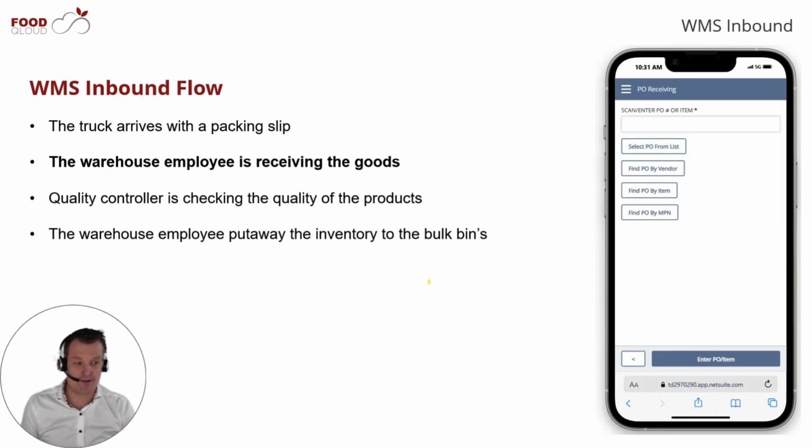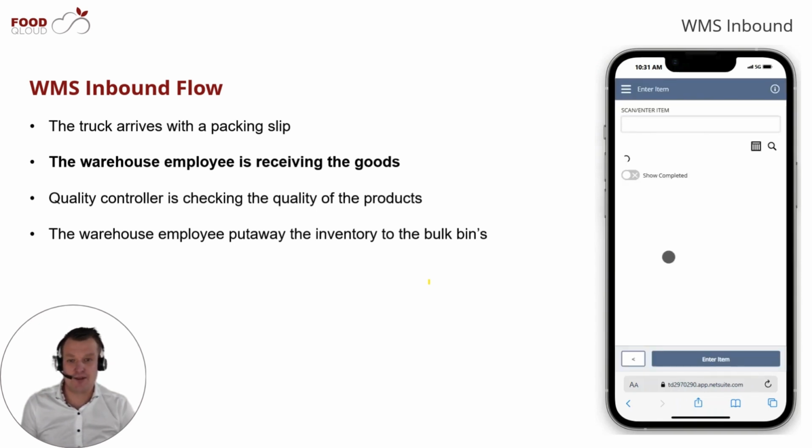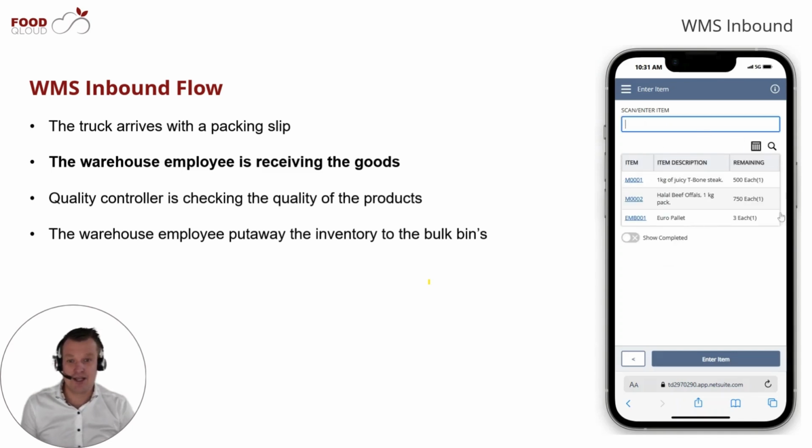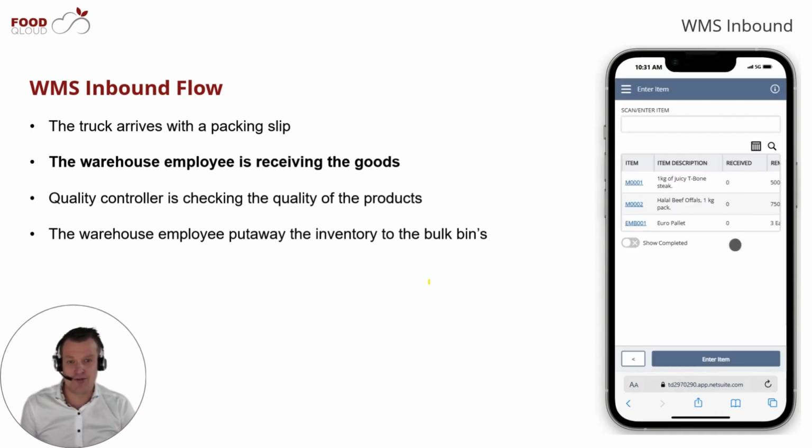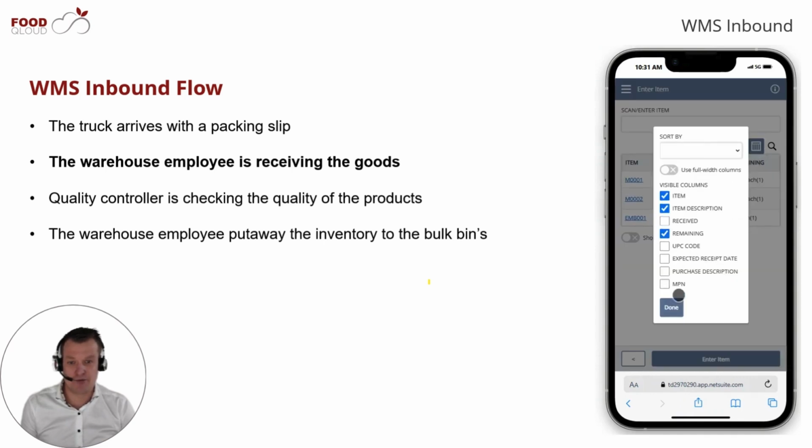You can scan the purchase order. You can also select the purchase order from a list or from a vendor. But for now, we're going to scan the purchase order number. Now you can see all the items that need to be received. You can see this when you turn on the received quantity. For now, I will turn it off.